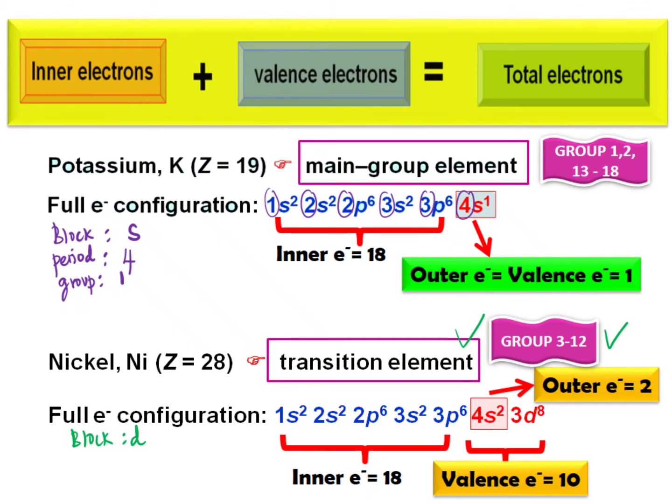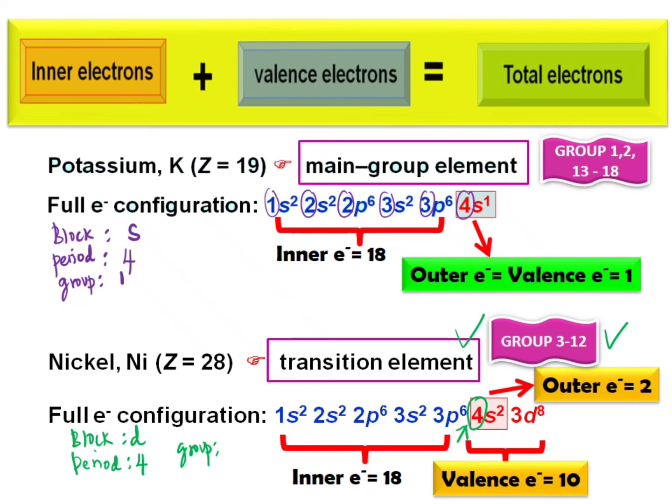So kita identify dulu dia punya period. So how to identify the period? Look at the highest value of n. So the highest value of n here adalah 4 kat sini, nampak? 4. Walaupun 3 duduk paling hujung, tapi 4 adalah nombor paling besar. So bermaksud nickel also in period 4. Boleh? Okay, now we want to identify the group.